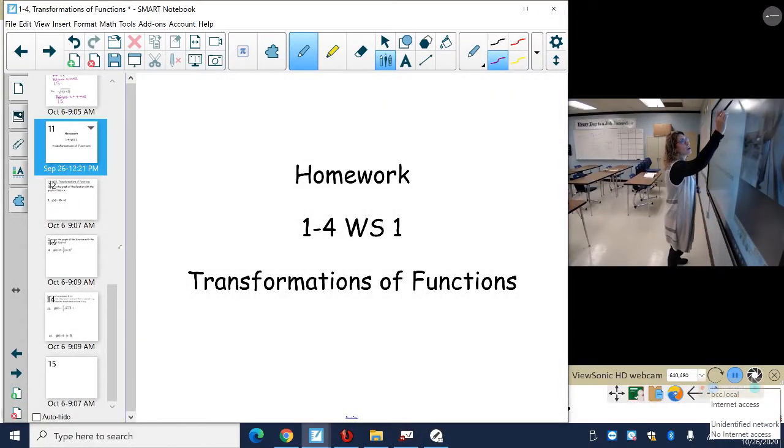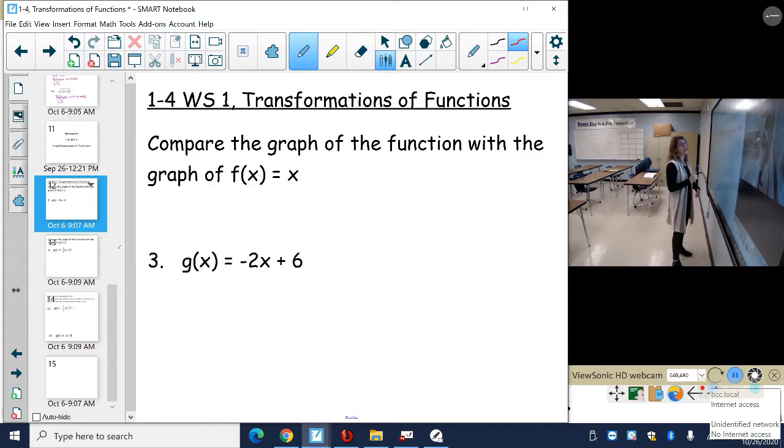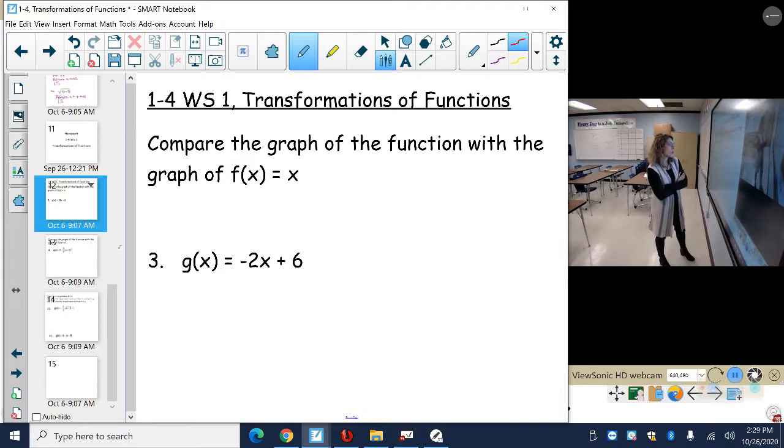Okay, let's go ahead and start your homework for tonight then, and this is going to be problem number 3. It says compare the graph of the function with the graph of f of x equals x. So number 3, g of x equals negative 2x plus 6. What is happening to this?